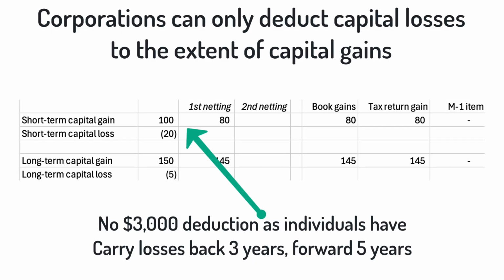In the next example, we end up in Part 1 with an $80 short-term capital gain, and in Part 2, a $145 long-term capital gain. Since there are no net losses, everything is reported as a gain on the books, and everything is reported as a gain on the tax return, leaving us with no M1 item at all.